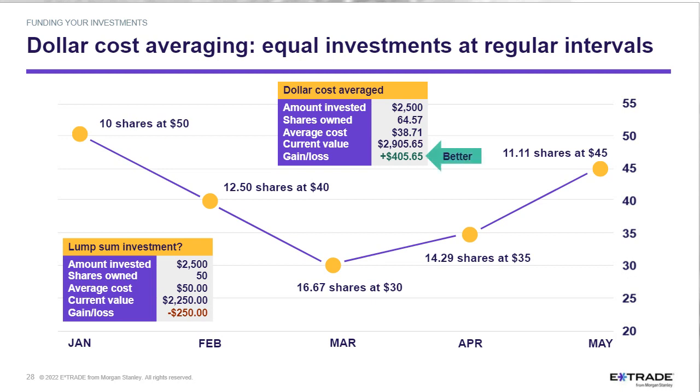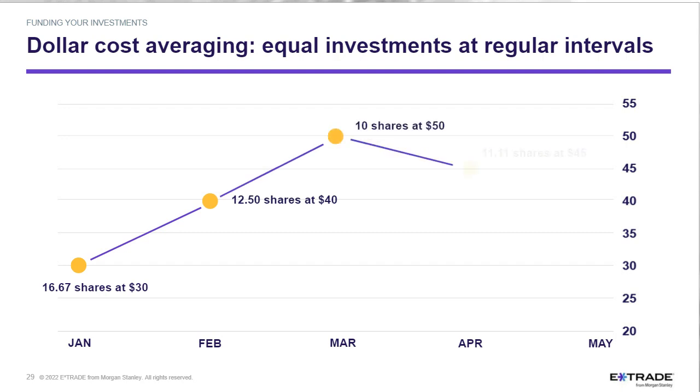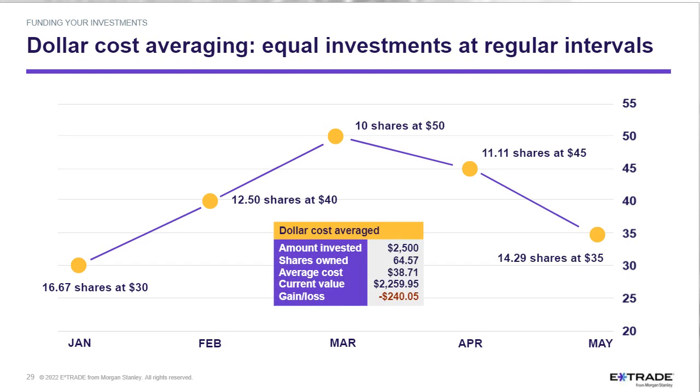What about here? Here we're looking at the stock at $30. So my first purchase is 16.67 shares at $30. And then the stock goes through a pattern like this. And so now my dollar cost average is 2,500 invested, 64.57 shares, same amount. Average cost $38.71, but the current value of the stock is now a loss because I was buying shares up at prices higher than 35.